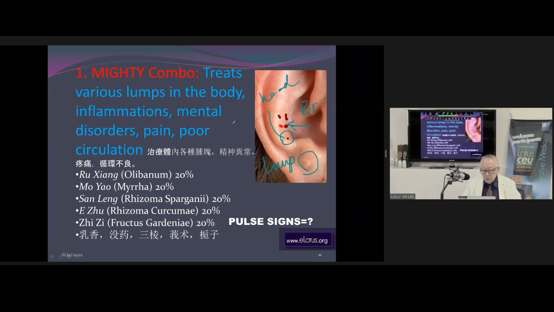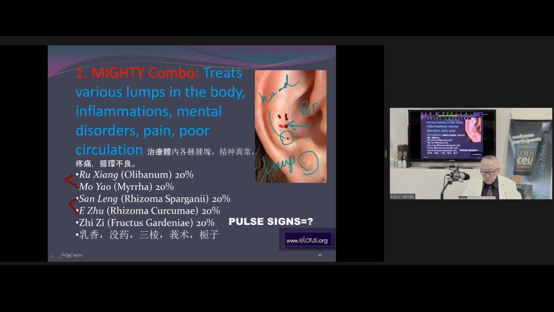So in this combination, I use Ruxiang Mo Yao to mummify all the bad cells growing in the patient's body, and Sanlin Erzu to destroy all kinds of lumps, no matter where. And something could be not detectable or invisible, but still the Sanlin Erzu will work. So I use it a lot.